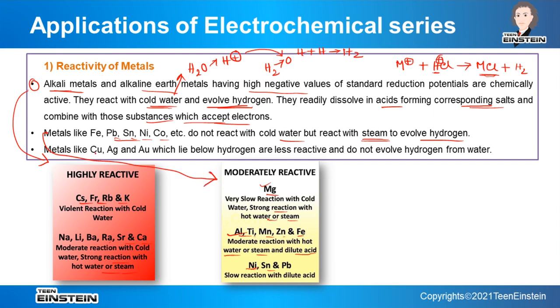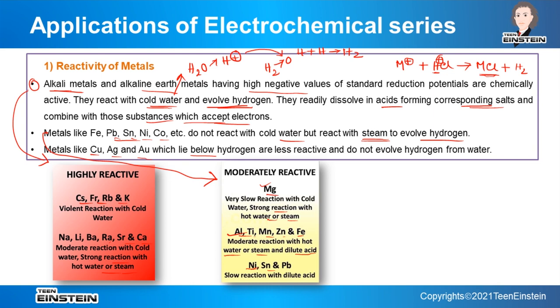And the last one, and metals like copper, silver and gold. So you can understand, silver and gold are very stable at room temperature. That's why we can use ornaments made of silver and gold. Okay, so these are very unreactive. They lie below hydrogen. But remember, this word "below" we better not use, because it is relative.